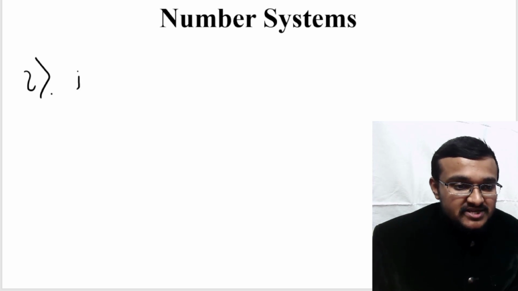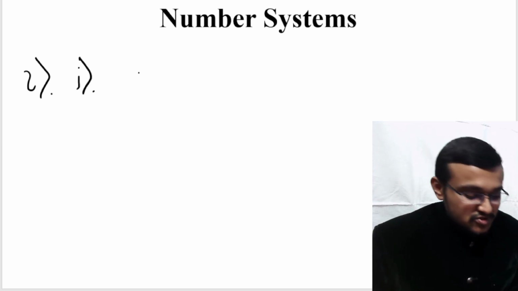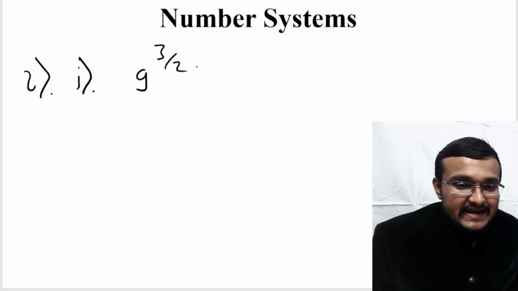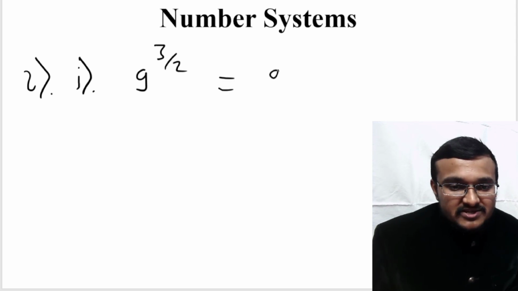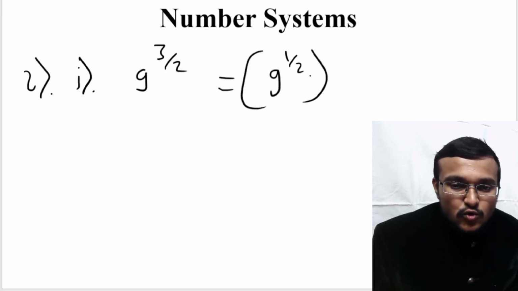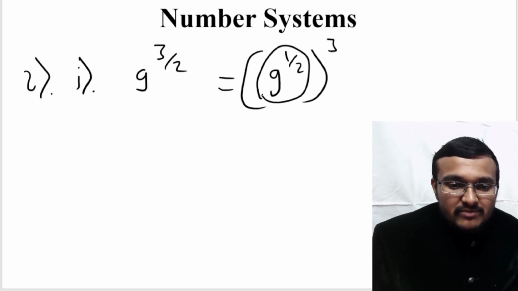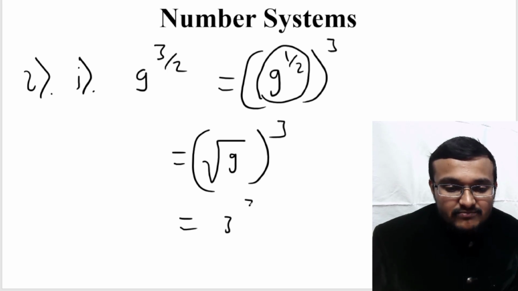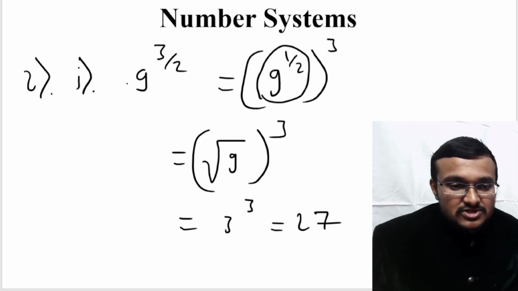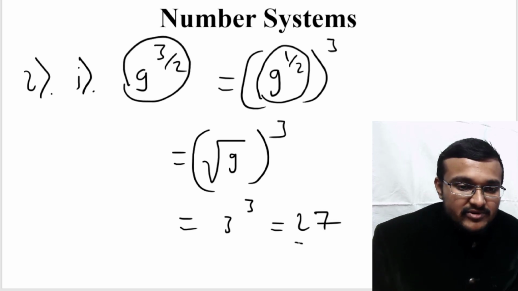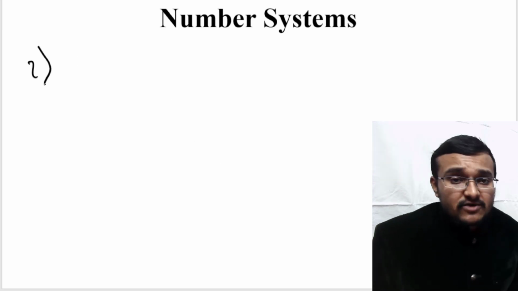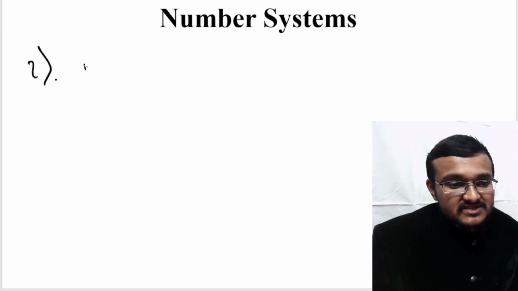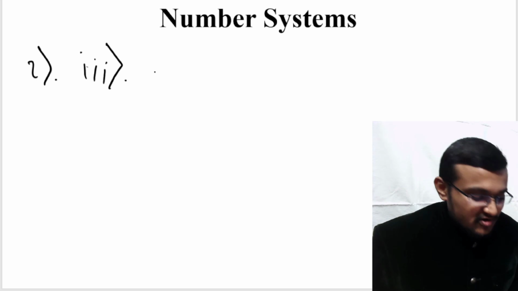Now coming to the second question, you have 9 power 3 by 2. Here 9 power 3 by 2 you can write as 9 power 1 by 2 whole power 3, and 9 power 1 by 2 is nothing but square root of 9 whole power 3. So square root of 9 is 3, so 3 power 3. 3 3s are 9, 9 3s are 27. So the value of 9 power 3 by 2 is 27.